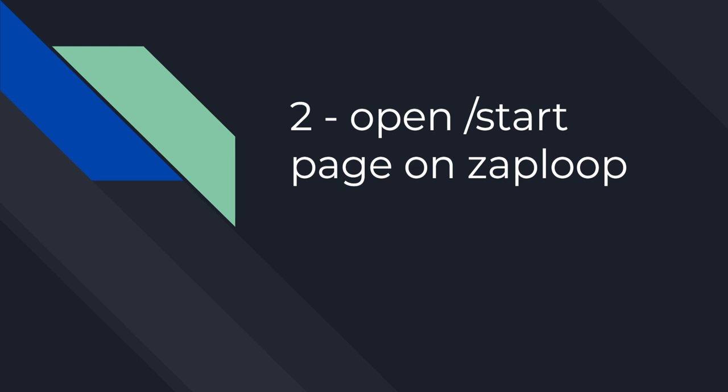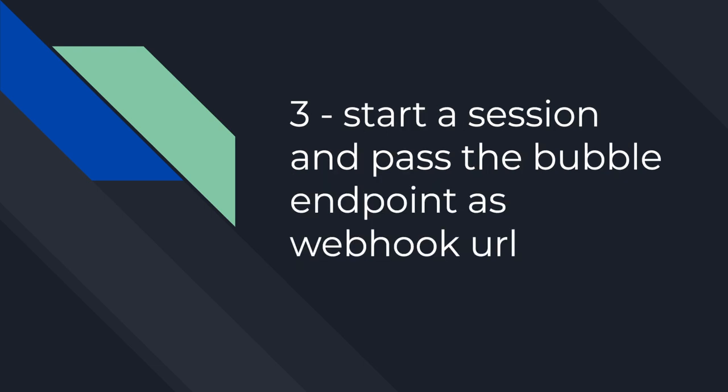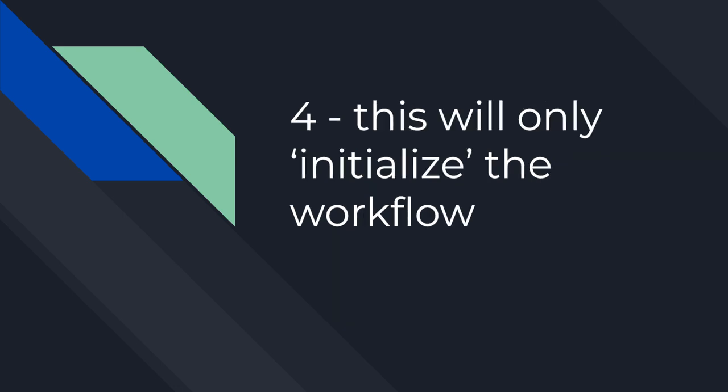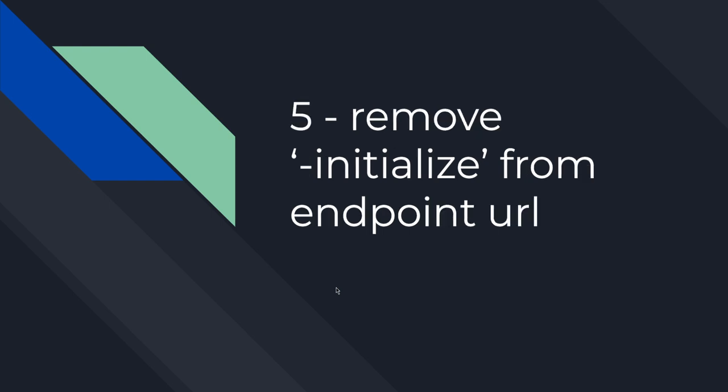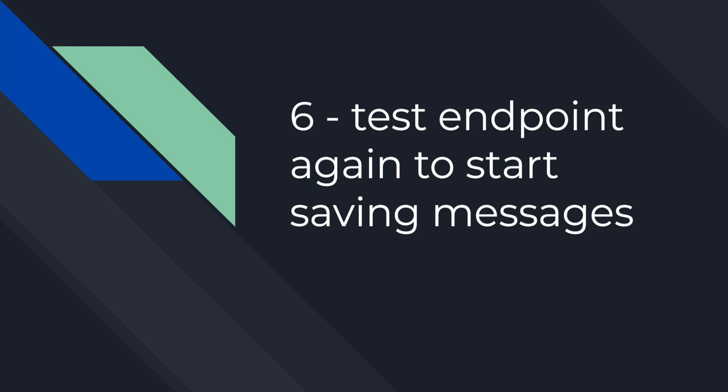The step 2 is open a startup page on Zaploop. The third step is start a session and pass the Bubble endpoint as webhook URL. This will only initialize the workflow, meaning we have to redo this, removing the initialize part from the endpoint URL. And then you can start receiving messages again to check if the messages are saving to your Bubble database.